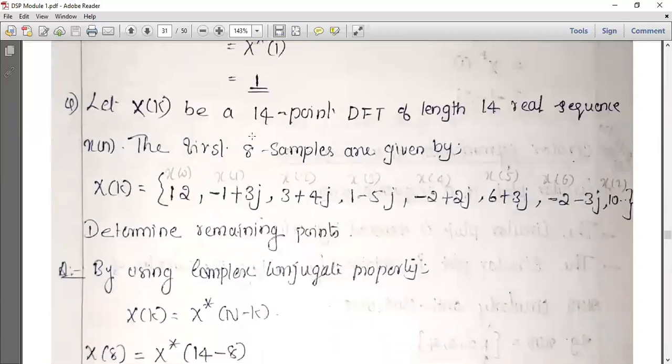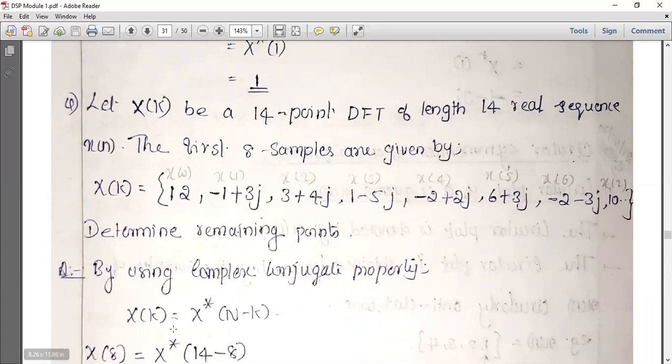So we have the complex conjugate property x of k is equal to x conjugate of n minus k. That is x of 8 is equal to x conjugate of, here n is equal to 14, that is 14 minus 8. Here we have 8 samples, so x of 0 to x of 7 are given. So we have to find x of 8, x of 9, x of 10, x of 11, x of 12, x of 13. It is a 14-point DFT, so we find up to x of 13. The next one to find is x of 8.